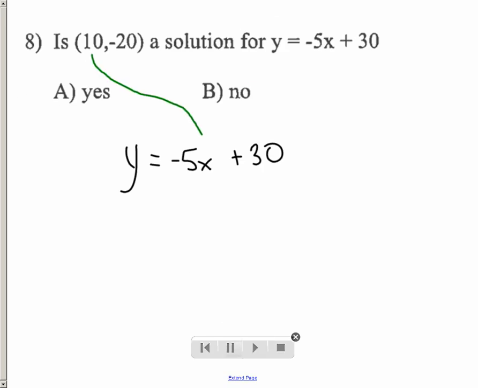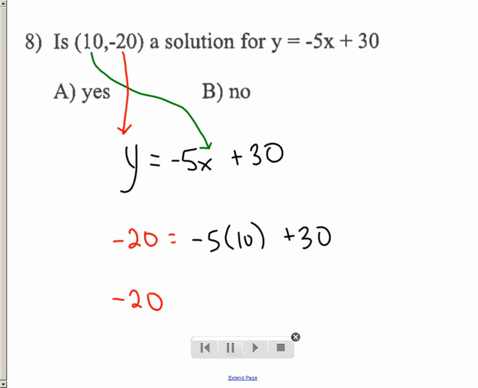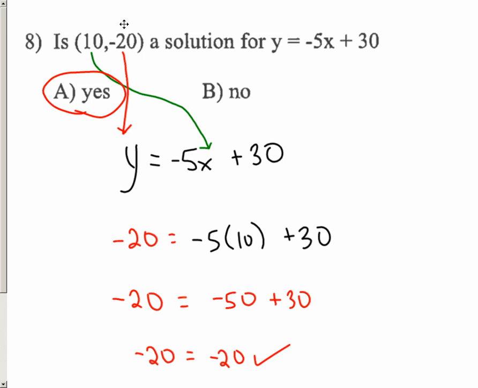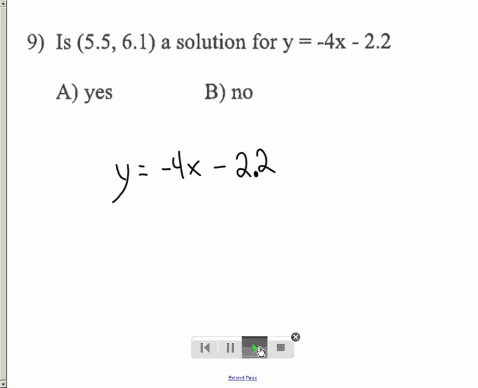Same thing's happening here. We don't have a graph, so we just plug in our x value, plug in our y value, and see what we get. So negative 20 equals negative 20. That means that, yes, this ordered pair is a solution to this. If we saw it on a graph, this point would be on the line of this equation. Even though we have decimals, we're going to do the exact same thing.